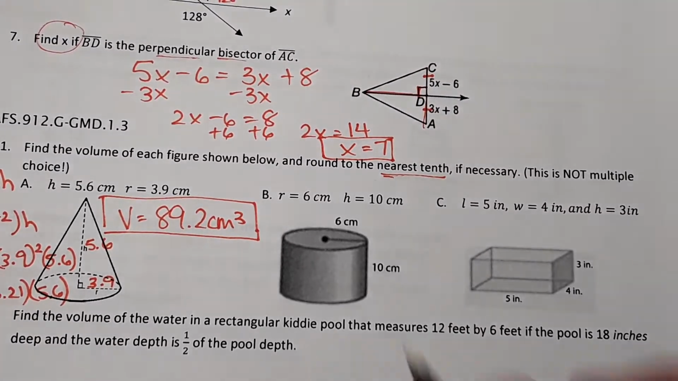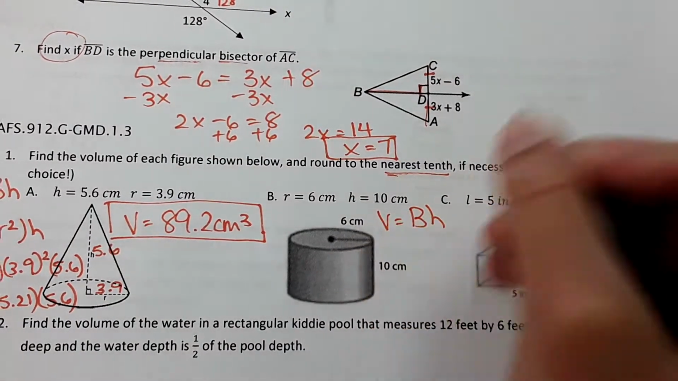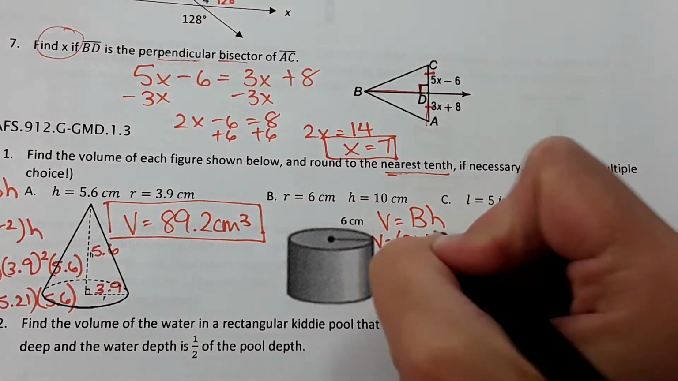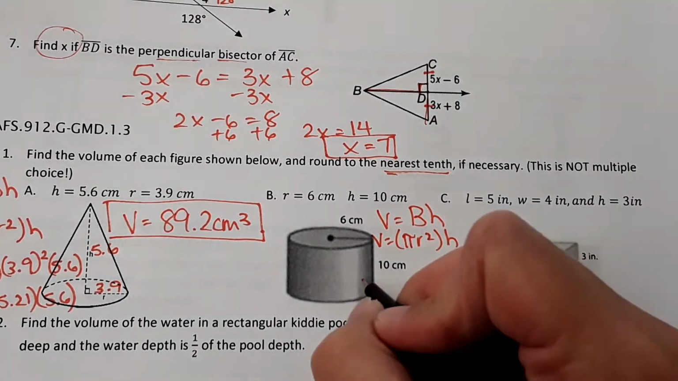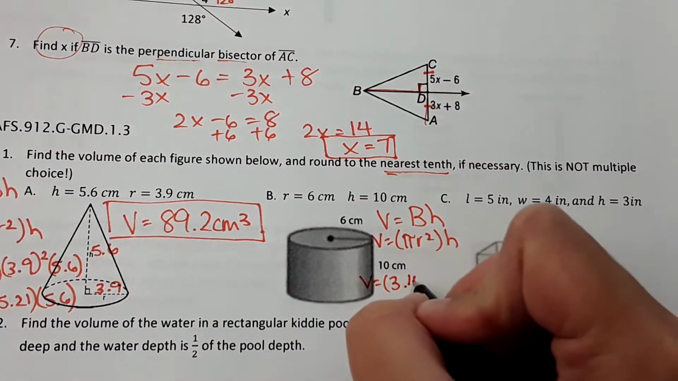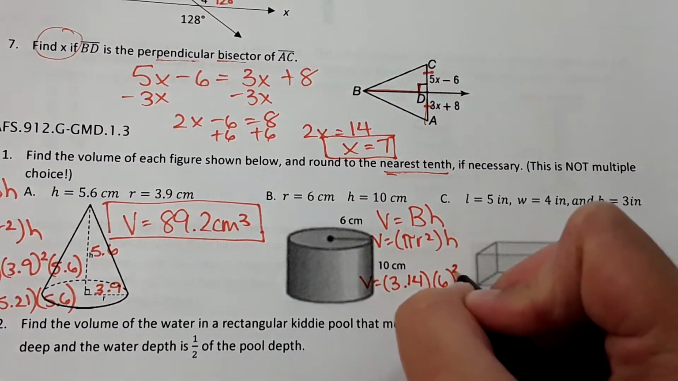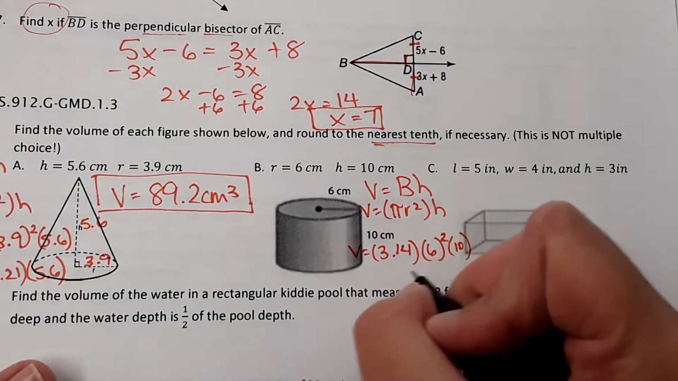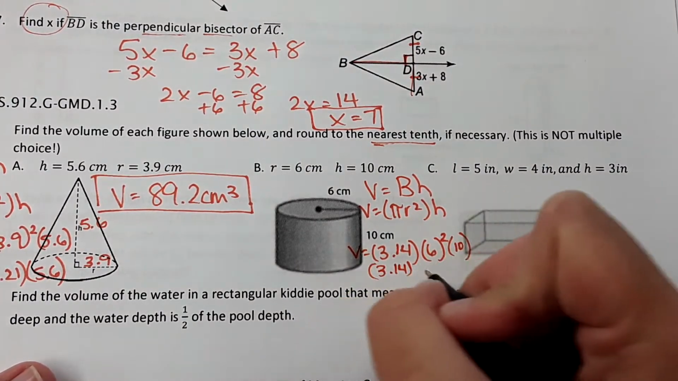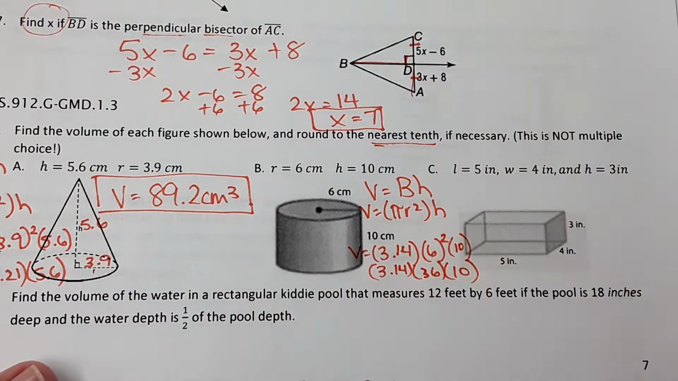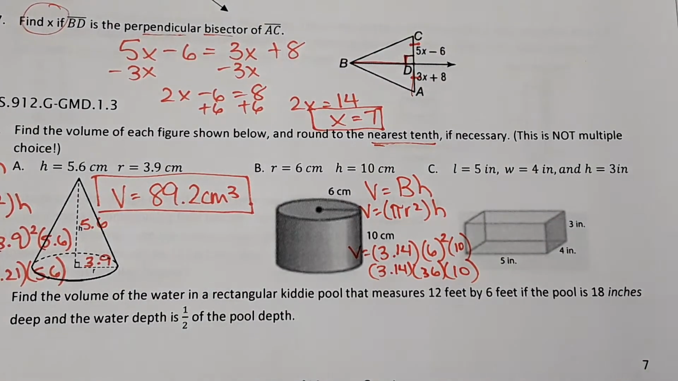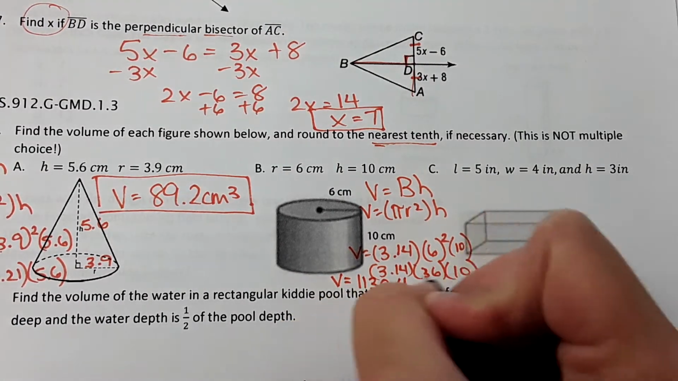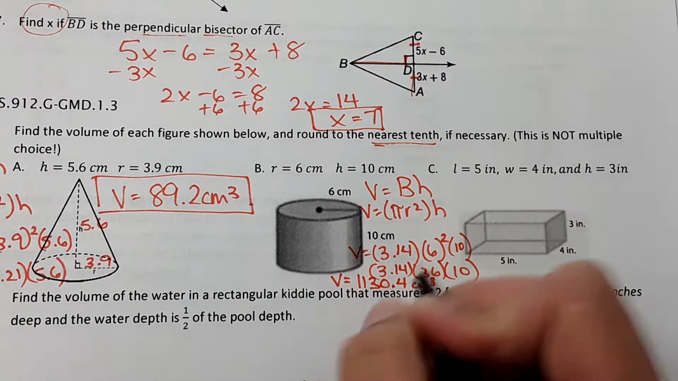Okay, volume of a cylinder. Volume equals area of the base times the height. The base is a circle, so we're going to plug in pi r squared times the height. And then I'm just plugging in numbers. 3.14 for pi, radius is 6, and the height is 10. Use order of operations to solve. And it comes out to volume equals 1130.4 centimeters cubed.